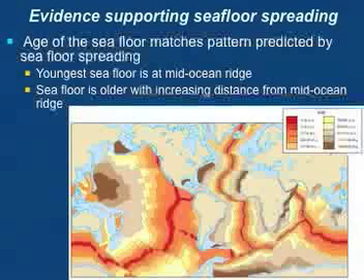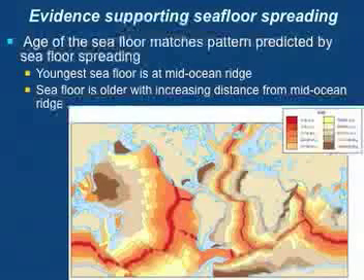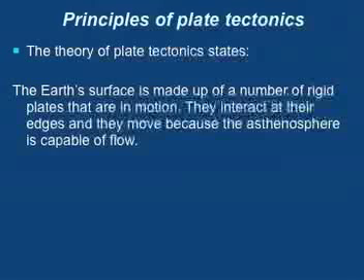If you've got one stripe on one side, you've got the same thickness of a stripe on the other side. So it moves off in both directions, becoming progressively older. This is totally supporting plate tectonics.